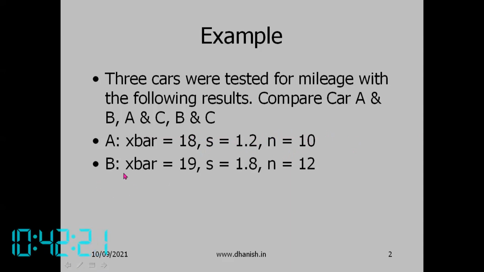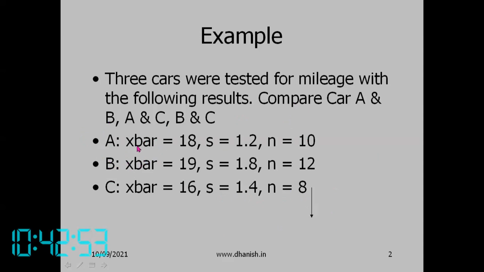For car B, average was 19 with standard deviation 1.8 and number of samples 12. For car C, average was 16, standard deviation is 1.4, number of samples 8. So compare car A and B. Based on average, car B has a higher mileage.